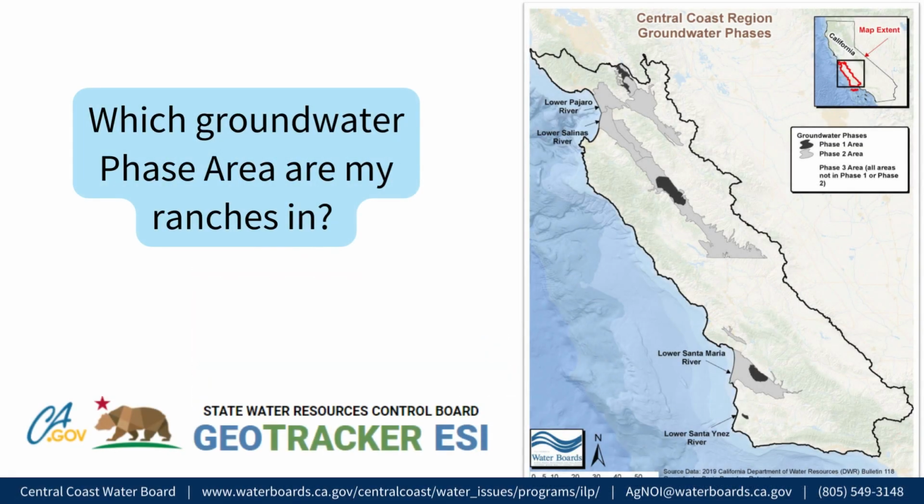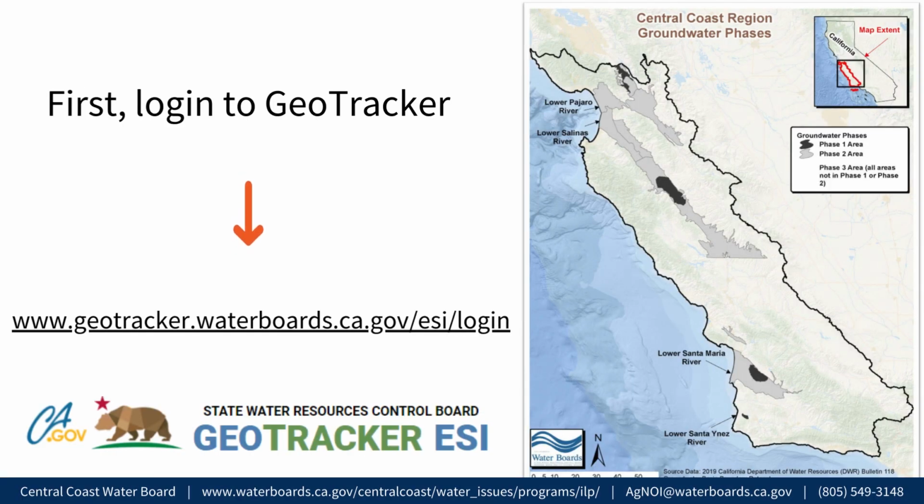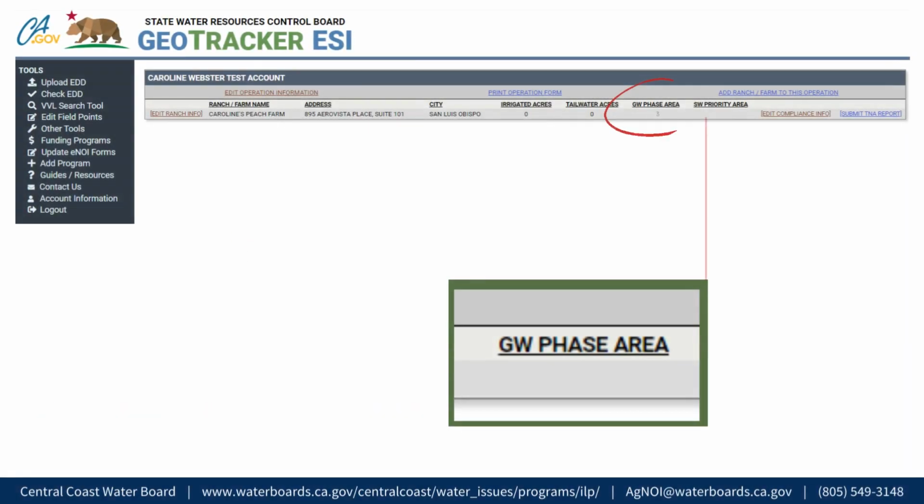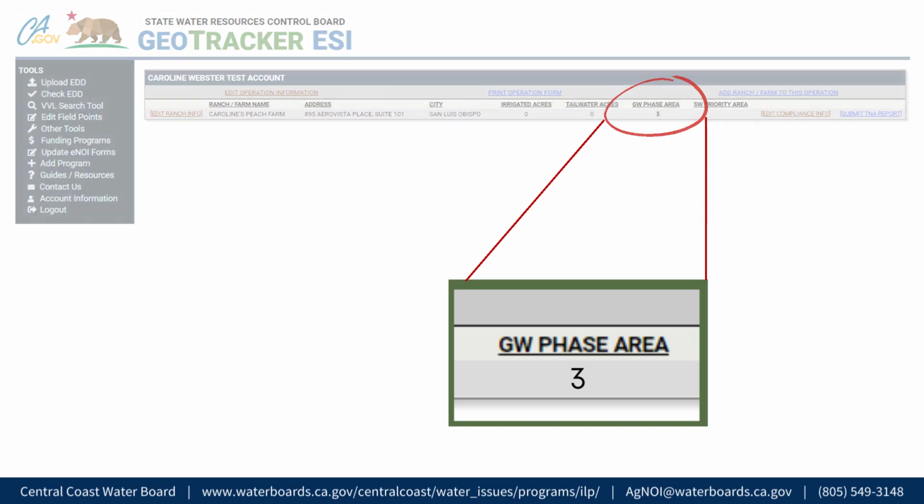Which groundwater phase area are my ranches in? The groundwater phase area where a ranch is located determines when growers are required to keep INMP records and submit an INMP summary report for that ranch. To find each ranch's groundwater phase area, log in to GeoTracker. The groundwater phase area is located on your GeoTracker dashboard next to each ranch name. If you have multiple ranches, please check the groundwater phase area for each individual ranch, as they could be different. Please contact Irrigated Lands Program staff if you have questions.